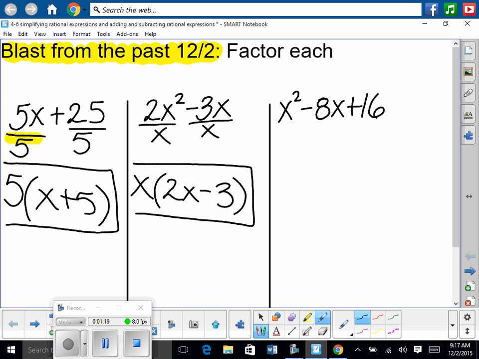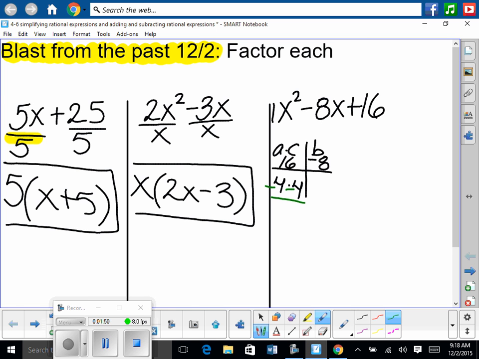Okay, next one. x squared minus 8x plus 16. Can we factor anything out right now? No. So it's quadratic, and luckily this one's quick factoring. We always do what multiplies to be a times c and adds up to be b. A times c is 1 times 16, so positive 16, and adds up to be negative 8. What are factors of 16 that could add up to 8? 4 times 4, and they both have to be negative.